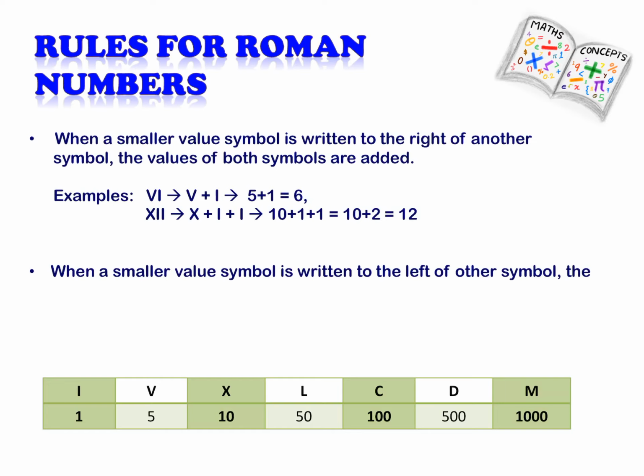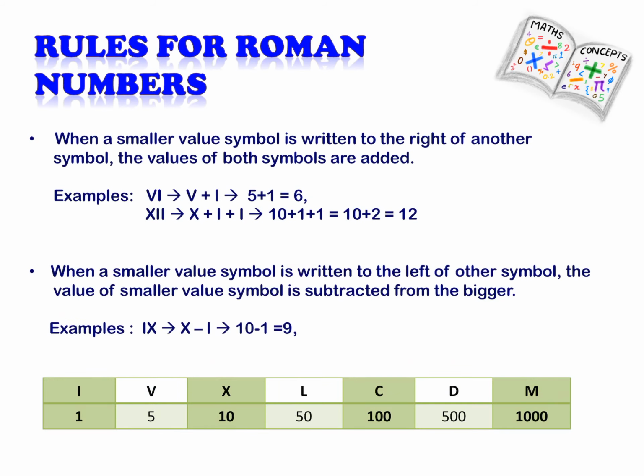Now the third rule. When a smaller value symbol is written to the left of another symbol, that is before a bigger symbol, then the value of the smaller symbol is subtracted from the bigger symbol. For example, IX. X stands for 10, and I have written I before X, so it means I have to subtract I from X, that is 10 minus 1 gives us 9. Similarly, IV gives us V minus I, which is 5 minus 1, which gives us 4. This is how we write 4.